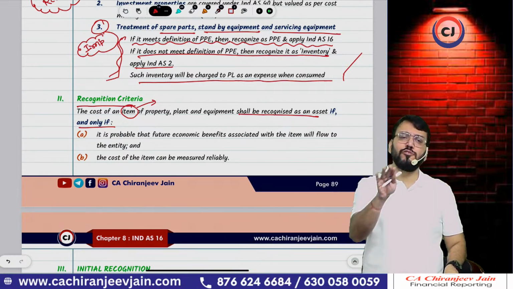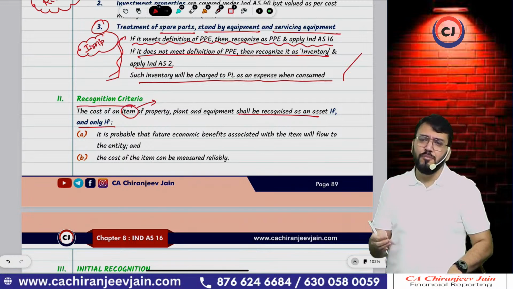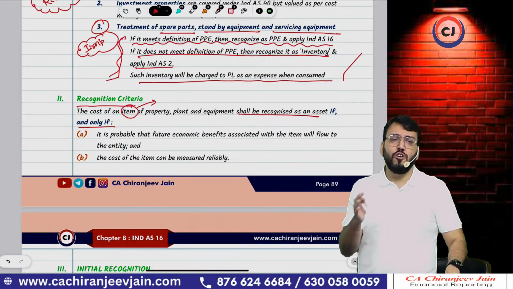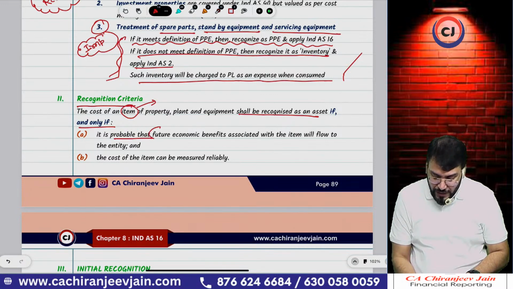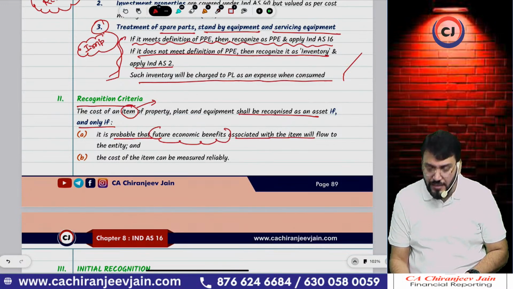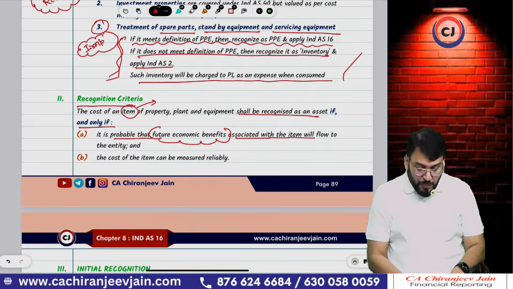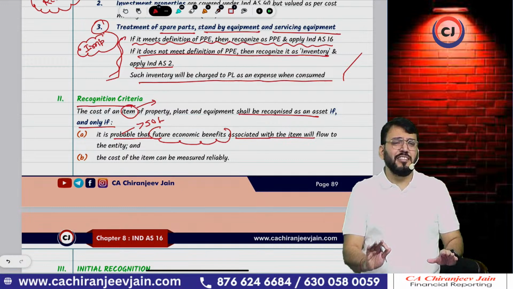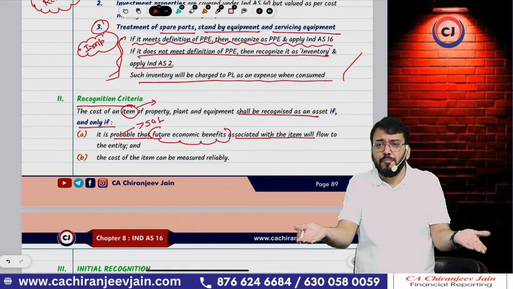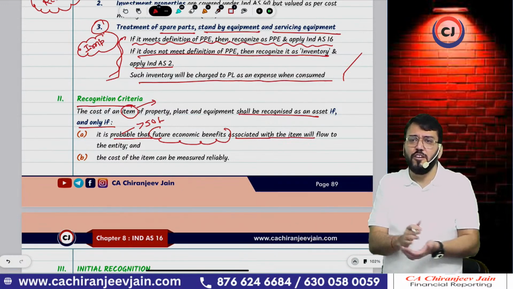First is probable future economic benefit. Second is measurement of cost, means cost can be measured reliably. Very simple condition. It is probable that future economic benefit associated with the item will flow to the entity. Probable means what? Chances are more than 50%. Means there is a reasonable assurance that yes, it will give future economic benefit.